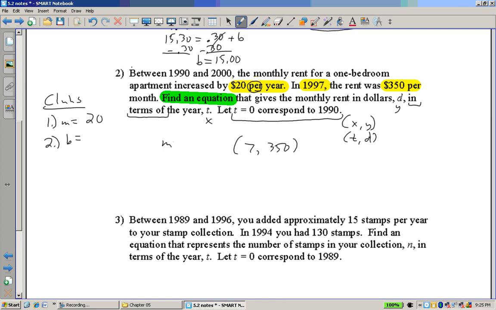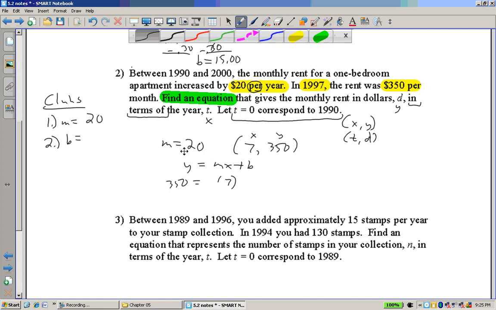We also knew that m equals 20. And now we're back to our traditional problem, y equals mx plus b. This is x, this is y. Now we're going to plug in 350 for the y. 350 equals m times x, which is 7. Oops, we do have the slope. So 20 times 7 plus b. X is 7, m is 20, y is 350. Now we can go ahead and solve to get b, so I'll have both of my major clues.